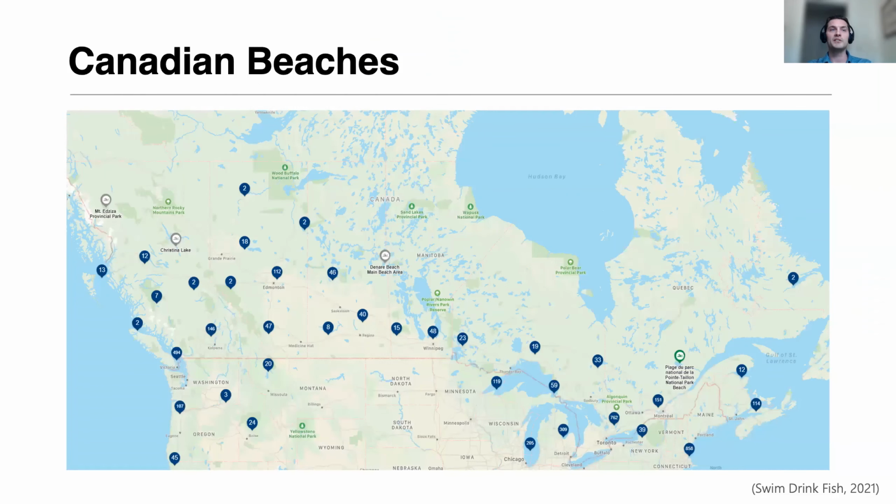So we do have many beaches in Canada. I think there's over 800 listed on the Swim Drink Fish website, which collates the public beaches across Canada. So there's a lot of beach activity all across our provinces, in terms of different types of beach sites and places where people are going in the summer.